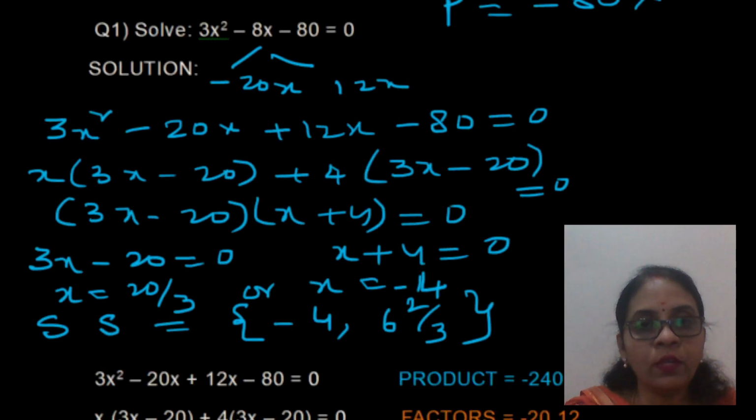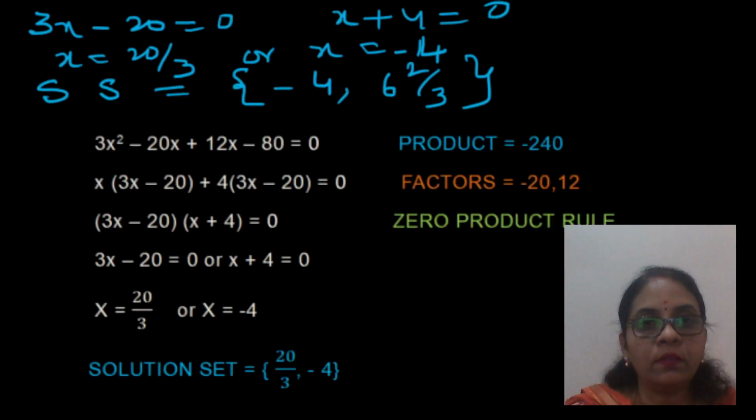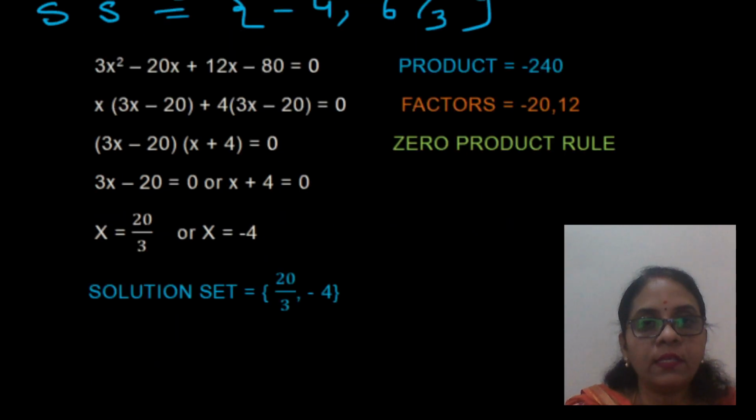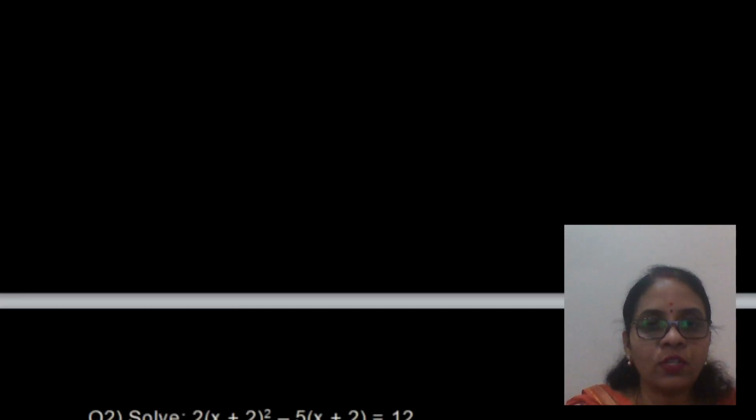So let's see the solution. Yes, this is the solution: 20 by 3 comma minus 4. Product, factors, zero product rule. I did mention why it is needed. Okay, so let's move on to the next question.